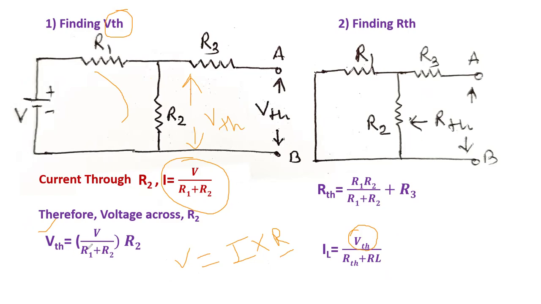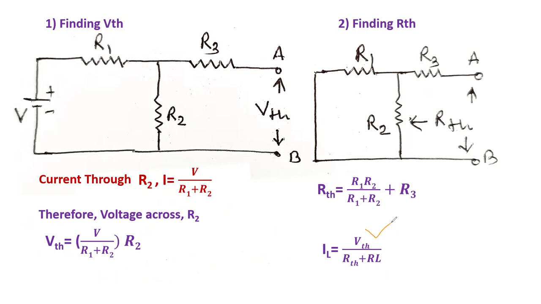So V is equal to I into R, this is I into R2. The value of I that we know is V upon R1 plus R2, multiplied by R2. Then we find the value of VTH. This is the VTH we found from this equation. Now we have the VTH from this equation. Now we have to find out the RTH and RL. The value of RL we already know. We have to find out the VTH.